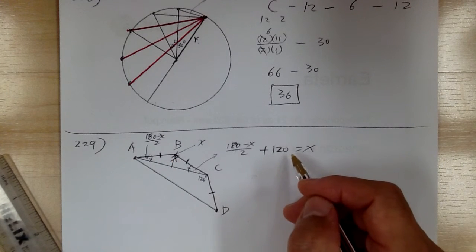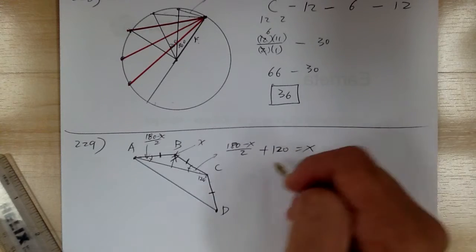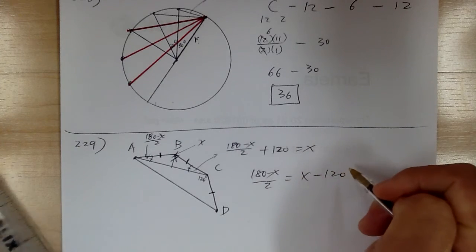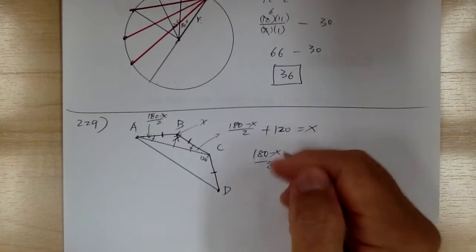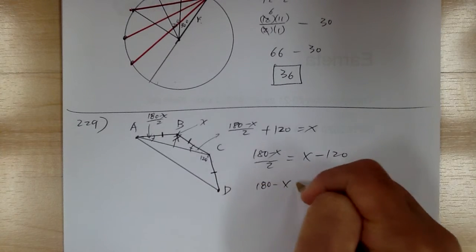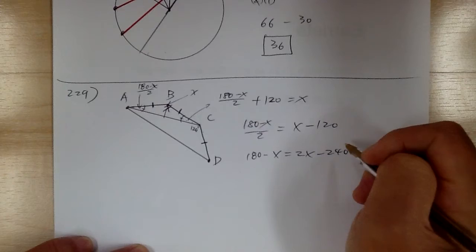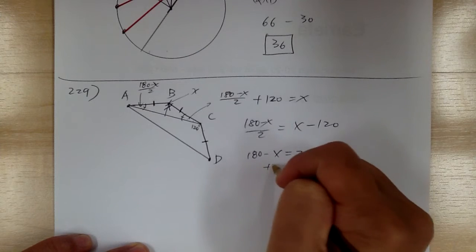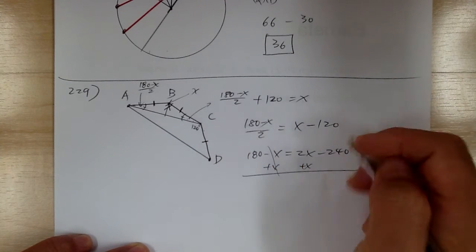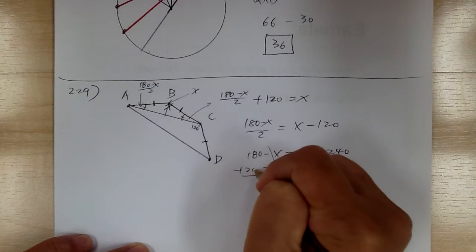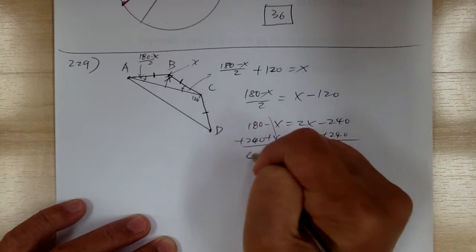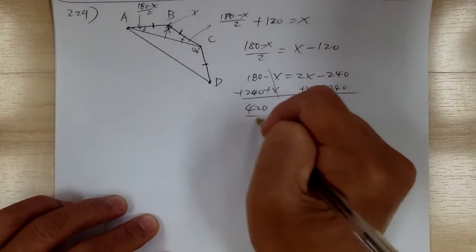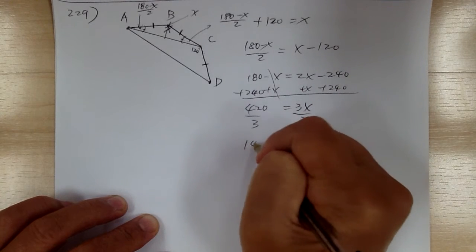So we have enough to solve for X. So you got 180 minus X over 2 equal to X minus 120. Times it by 2, so 180 minus X equal to 2X minus 240. And move this over, so plus X, so this cancels out, plus 240, plus 240. So 420 equal to 3X. Divide by 3, so X will equal 140 degrees.